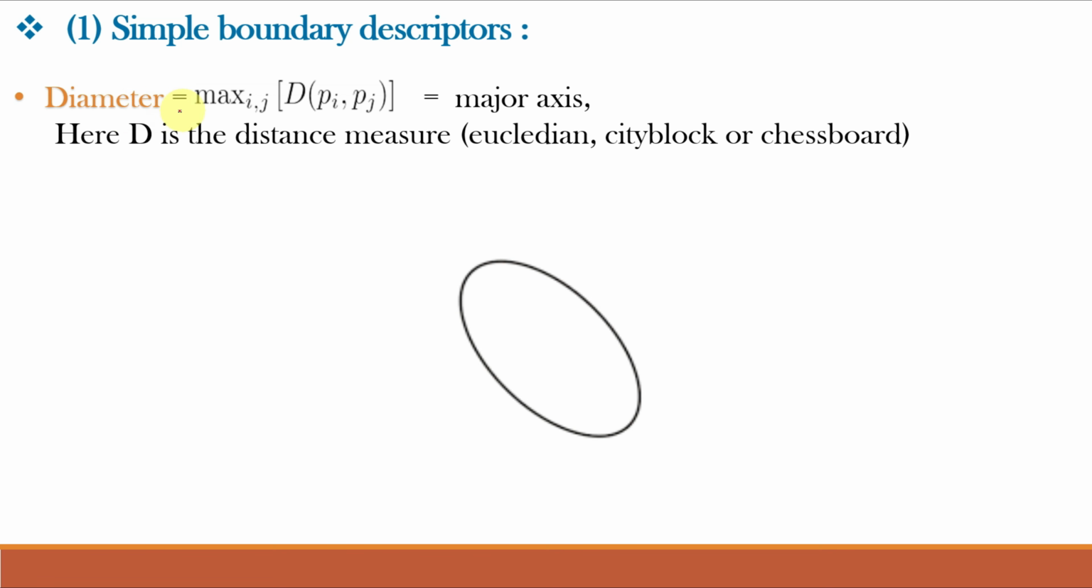Next is diameter. If you want to calculate the diameter of an object, we have to calculate the distance between 2 points, say Pi and Pj, and the maximum distance that we find out between Pi and Pj will be the diameter. And this distance d we can measure using either Euclidean distance, city block distance or chessboard distance, which we have already learned in video lecture number 5, neighborhood, adjacency and distance measures. So here these two extreme or distant points that will give the maximum value of d will be this point and this point. So as we can see, this diameter is also the major axis of this shape.